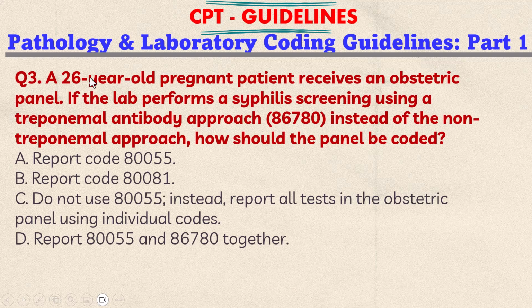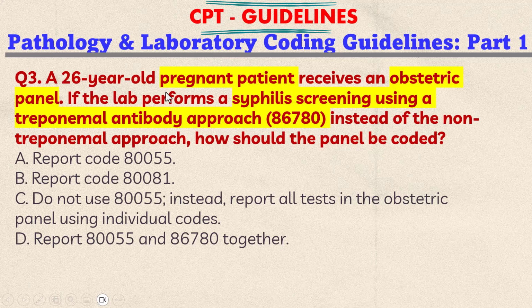Question number 3. A 26-year-old pregnant patient receives an obstetric panel. If the lab performs a syphilis screening using a treponemal antibody approach instead of a non-treponemal approach, how should the panel be coded? A. Report code 80055. B. Report code 80081. C. Do not use 80055. Instead, report all tests in the obstetric panel using individual codes. D. Report 80055 and 86780 together. Think the answer.